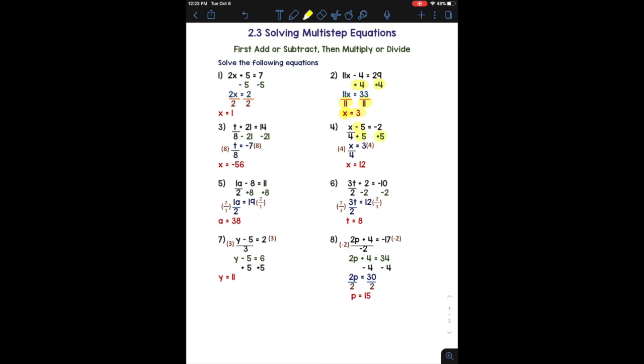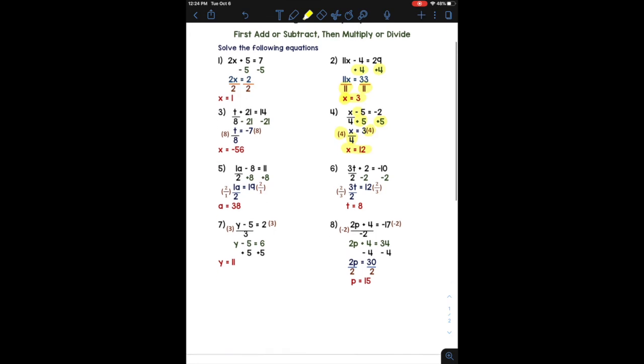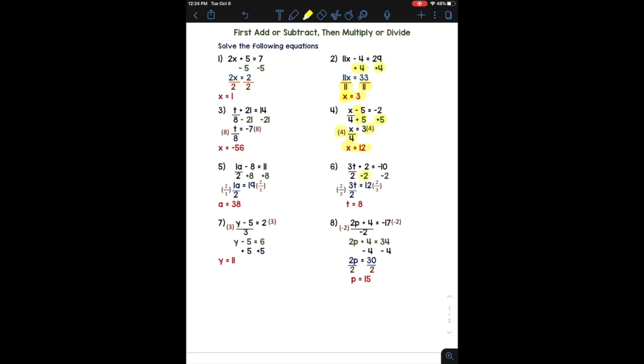Number 4, since 5 is being subtracted, we're going to do the opposite and add 5 to both sides first. And since x is being divided by 4, we're going to do the opposite and multiply by 4 on both sides, which would leave us with our answer x equals 12.